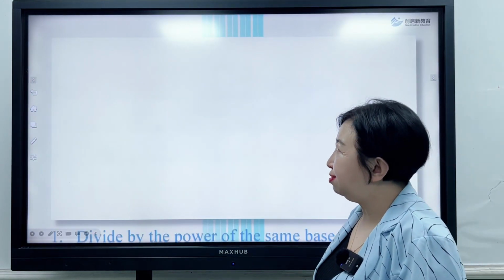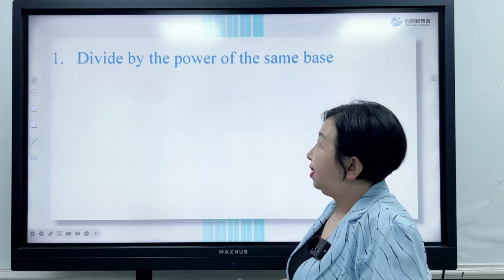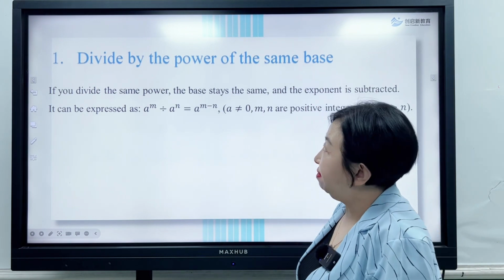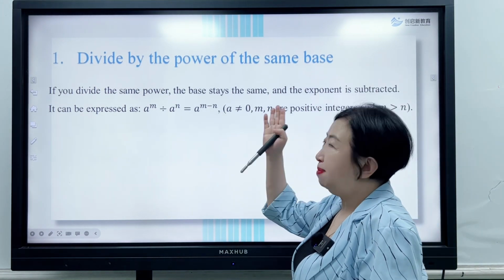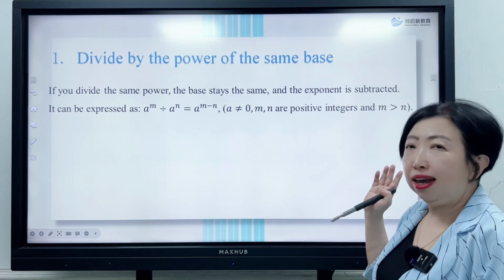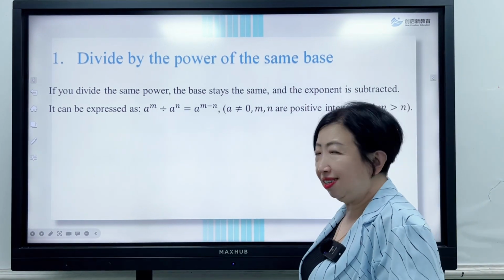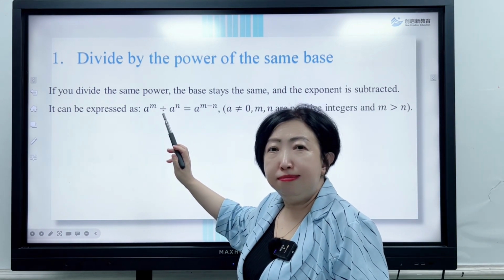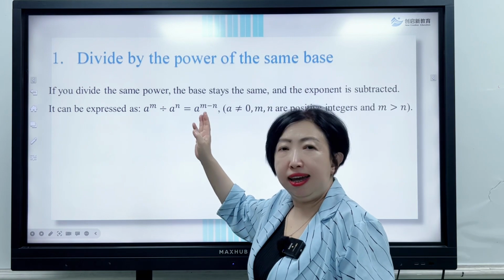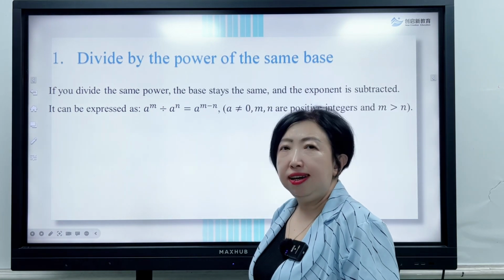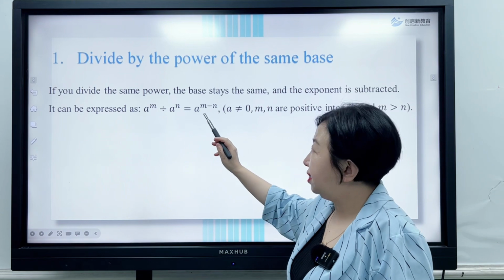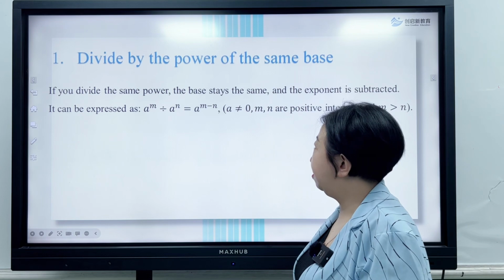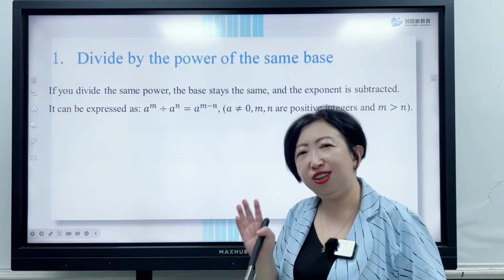The first concept and rule is dividing powers of the same base. If we divide the same base powers, the base stays the same and the exponent is subtracted. It can be expressed as a to the power m divided by a to the power n equals a to the power m minus n. Of course, here a is not 0.